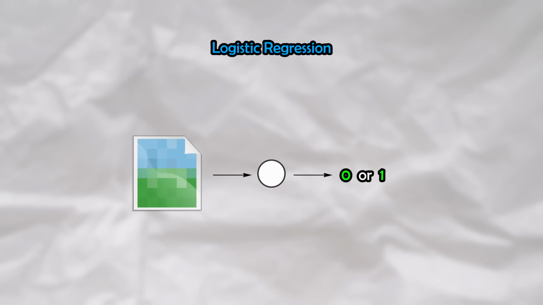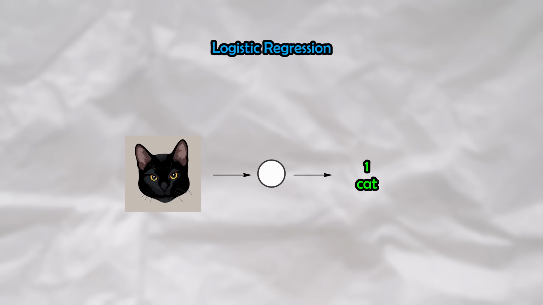Logistic regressions are often used for binary classification. Binary classification is when a model has a binary output, being either a 0 or a 1. Let's take the classic example of a binary classifier for cat photos. Let's say that we want to feed a model an image, and we want it to output a 0 if the photo is not a cat, or a 1 if the photo is a cat.